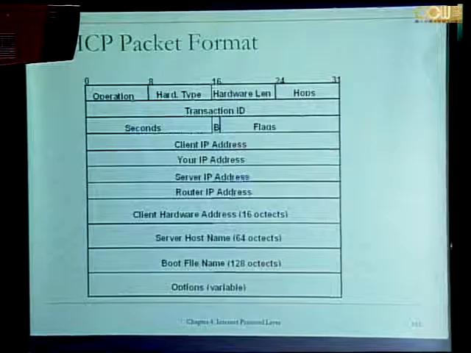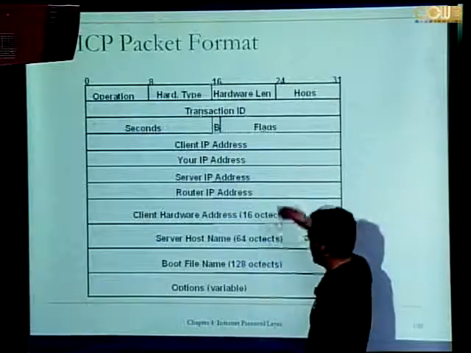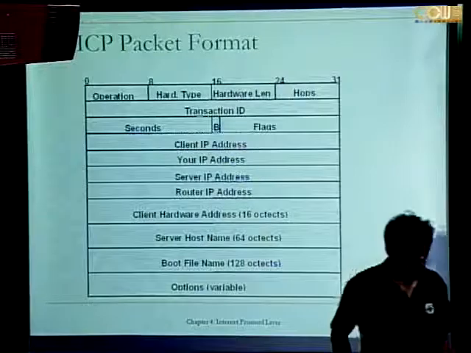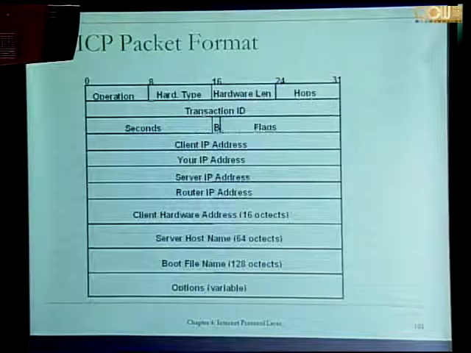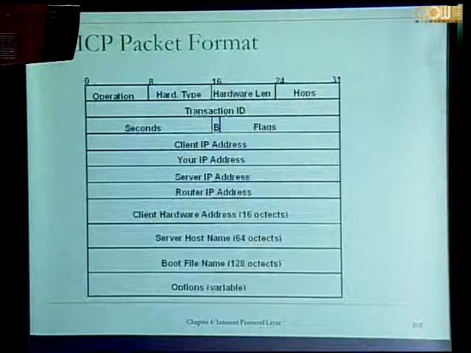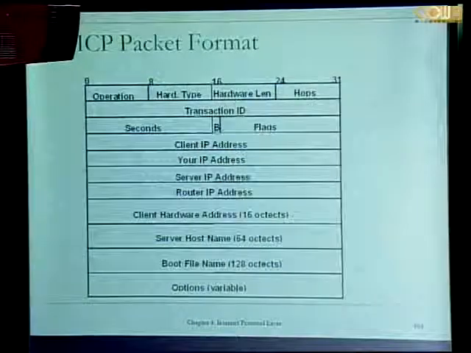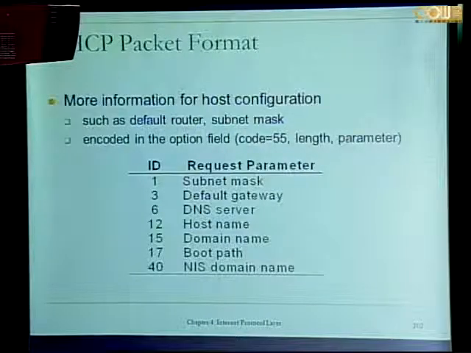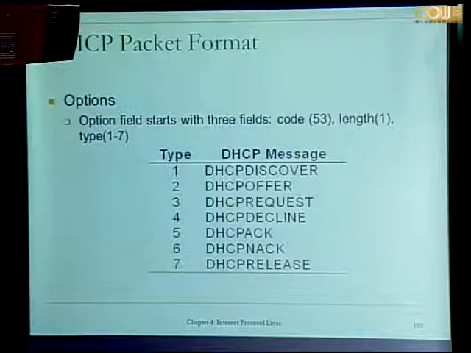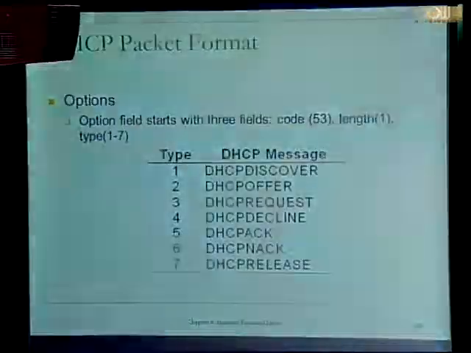So these are not just the IP address, but also some other parameters that are configured from the DHCP server. That would include default router, subnet mask, DNS server, host name, domain name, boot path. So these are configured from the DHCP server. Okay, here's a table showing you the possible DHCP messages.